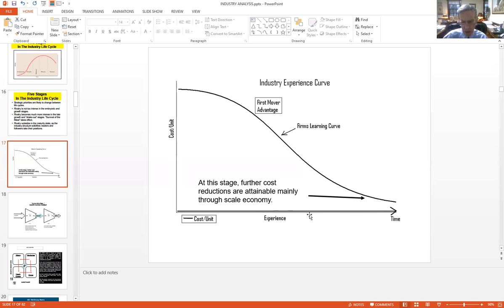It is possible to get some additional cost reductions through added volume. And the way to get added volume and scale economy is through acquisitions and mergers. And so very often when I found clients down at this level, we sometimes looked for merger partners and acquisitions so that we could enjoy scale economies.